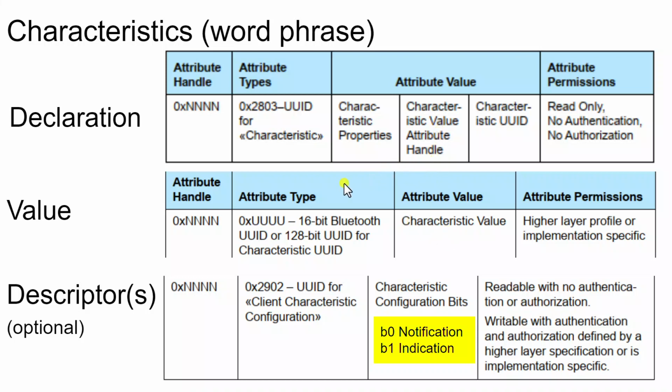So the other part of the characteristic is the attribute that contains the value, and that also is made up of the handle of where it is in the database, and its attribute type. For the example I gave, that would be that UUID that I made up, which I would put right here. And then the characteristic value, so for my counter step, that would be that 1 byte value. And then if I wanted different permissions, I'll have read and write permissions, but I'm not going to have authentication and authorization. And finally, there are descriptors, which can be one or more.